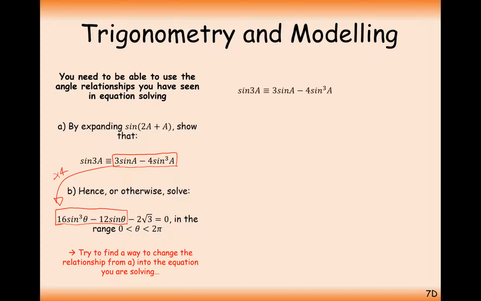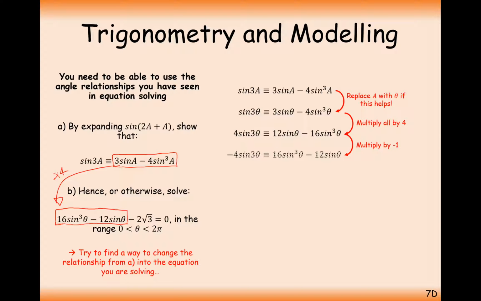Okay, so let's see how we can link the two parts together in this equation here. If we were to replace the a's with thetas, that's fairly standard. Multiply all three by 4. We're nearly there: 12 sine theta minus 16 sine cubed theta. And multiply by minus 1. Now we've got exactly what we need on the left hand side of our expression here. It's equivalent to minus 4 sine 3 theta.